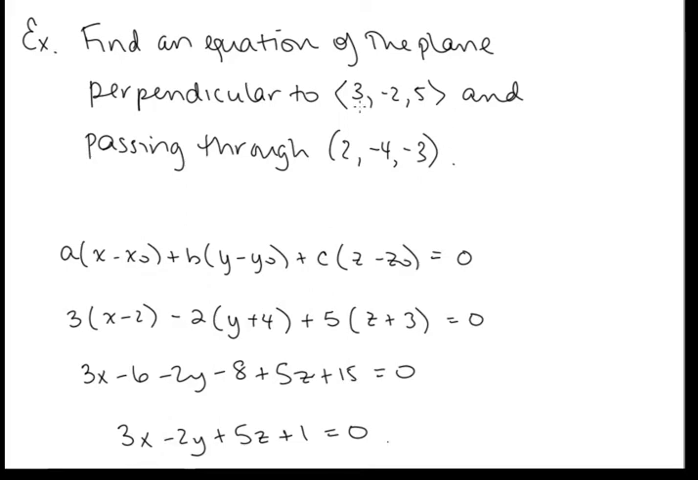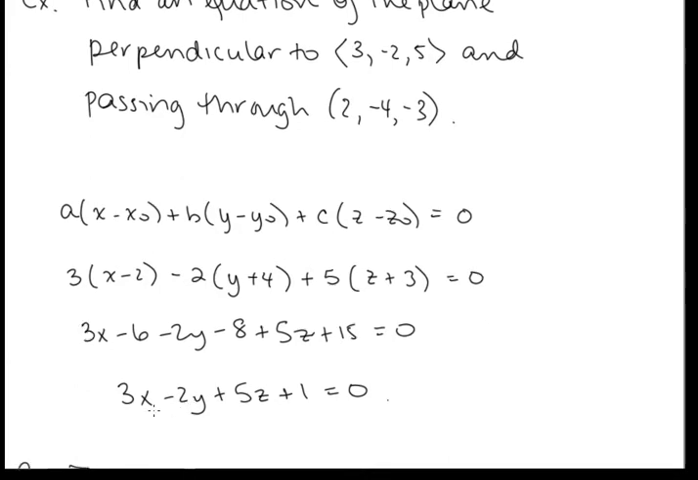They said this plane is perpendicular to this vector, which means this is a normal vector to the plane, and they gave us a point that the plane passes through. So here we have our ABC, here we have our x0, y0, z0, and so we just plug in and simplify. And so we have 3x minus 2y plus 5z plus 1 is equal to 0 as the equation of our plane.